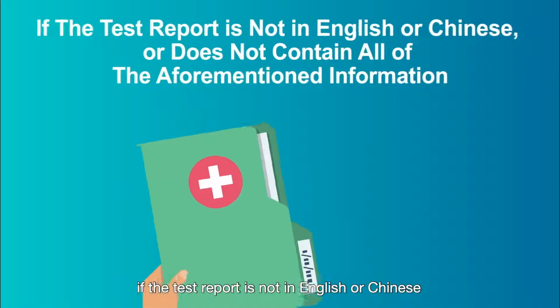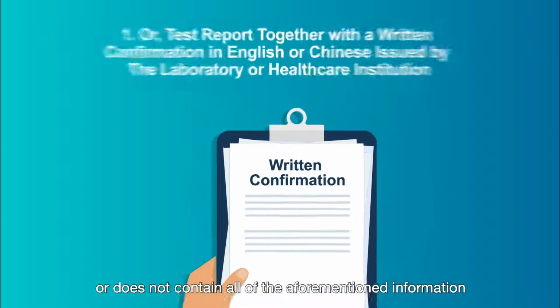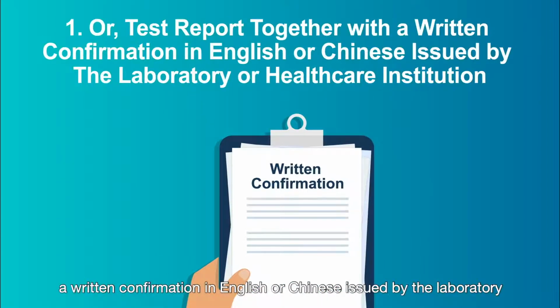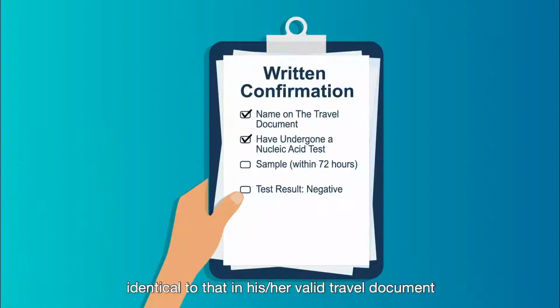If the test report is not in English or Chinese, or does not contain all of the aforementioned information, a written confirmation in English or Chinese issued by the laboratory or healthcare institution bearing the name of the relevant traveler, identical to that in his or her valid travel document, setting out all of the aforementioned information, should be presented together with the test report.